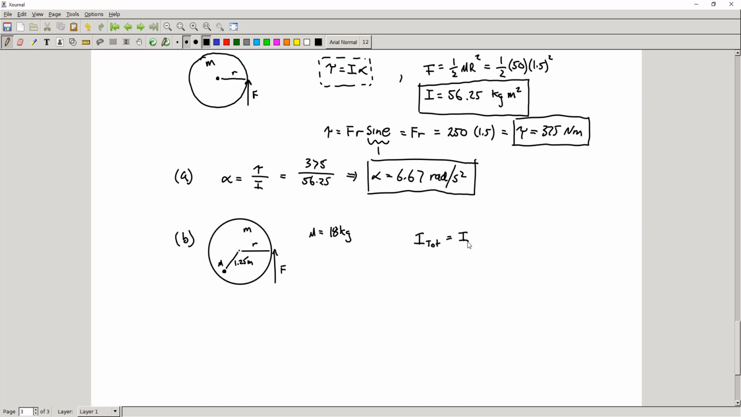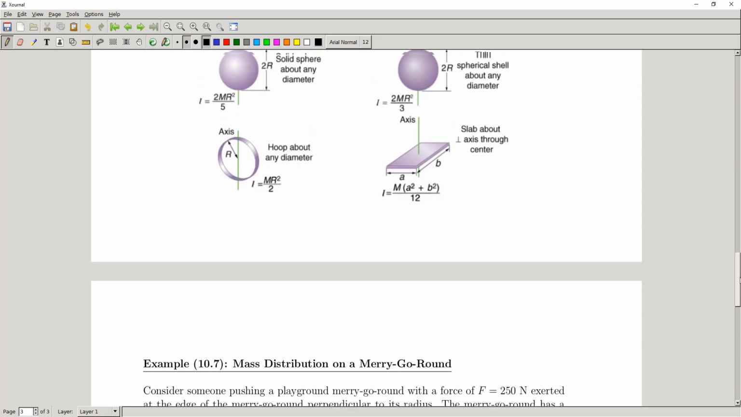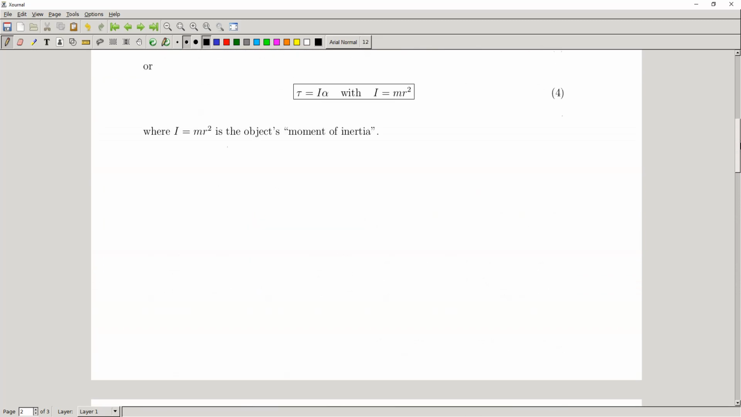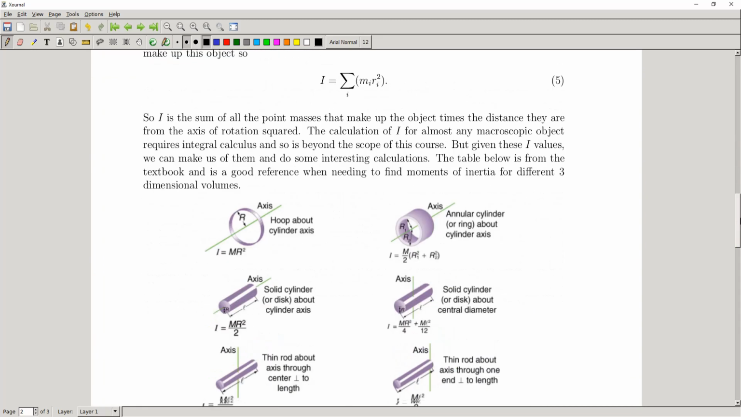But now there's also going to be a child sitting on this merry-go-round, right? So there's going to be some I from the child. But what is I from the child? Well, we know that the definition of our moment of inertia for a point mass is simply, where do we have it? Up here, mr squared, right?